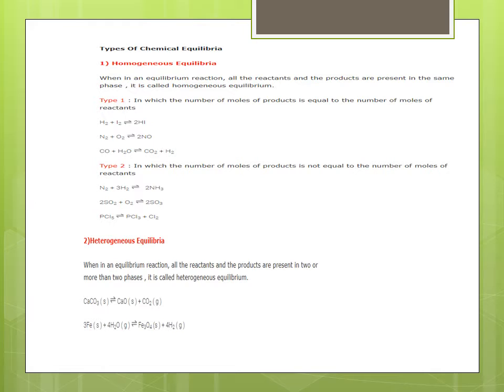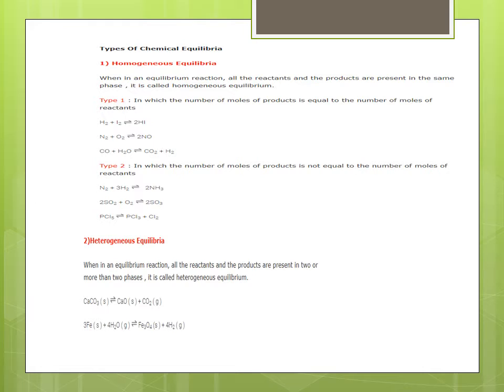Start with type 1, in which the number of moles of products is equal to the number of moles of reactants. For example, N2 plus O2 gives 2NO. Type 2, in which the number of moles of products is not equal to the number of moles of reactants. For example, N2 plus 3H2 gives 2NH3.